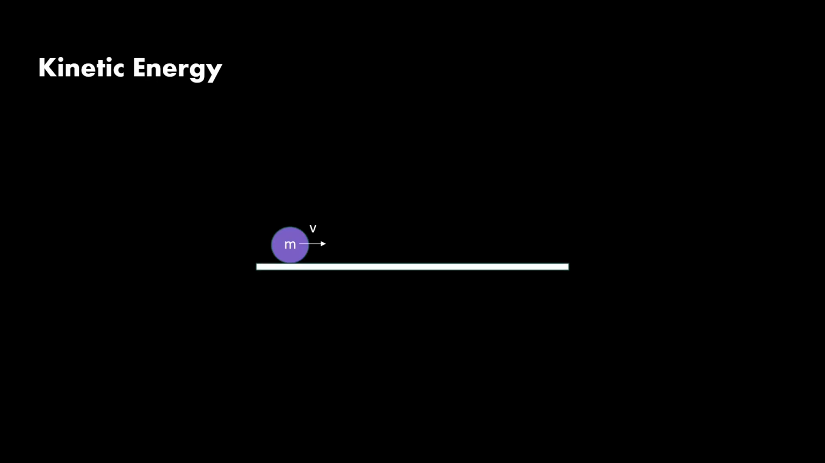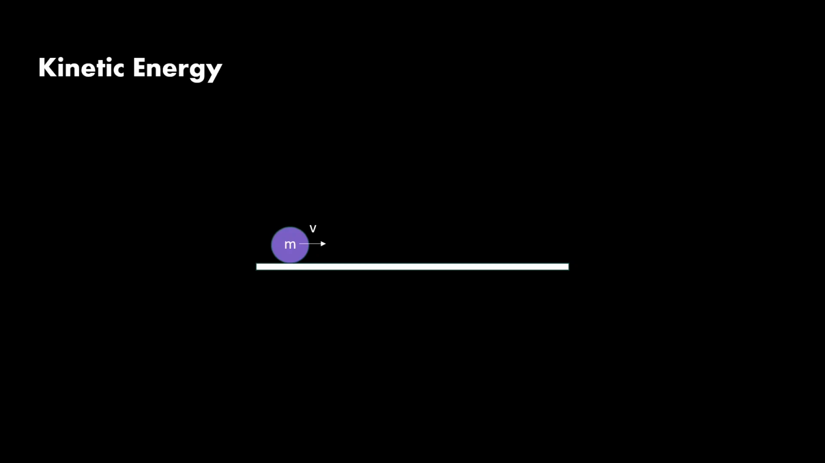Hello guys, today we're going to do the derivations for kinetic and potential energy. We're going to start with kinetic energy, and as you can see we have a model right here. We have a flat frictionless surface with a ball of mass m and velocity v, which will start at 0 as the ball is going to be at rest.